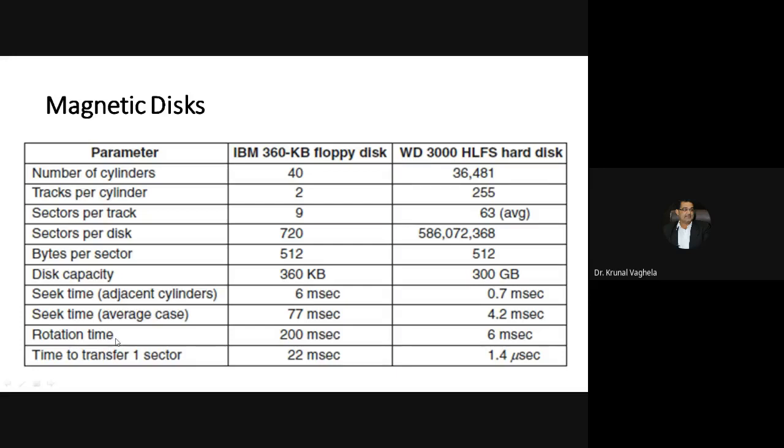Rotation time: how much time is required for one rotation of a platter? Here it is 200 milliseconds, here 6 milliseconds for rotation, right? Time to transfer one sector, that means 512 bytes, is 22 milliseconds here, but here 1.4 microseconds. So this is the average, and this hard disk is very old, but the latest hard disks are much faster than this one. This is why I am showing you this, so you can have a basic idea of the structure of the hard disk.